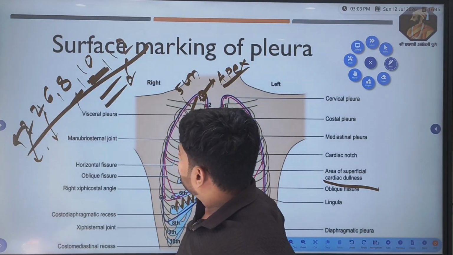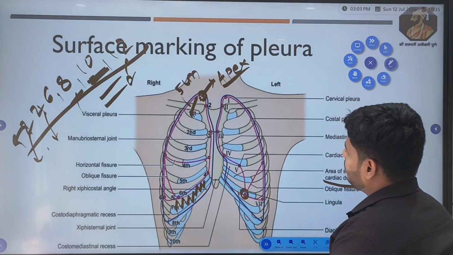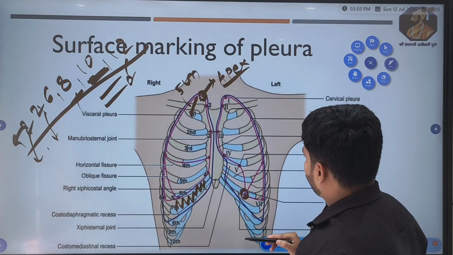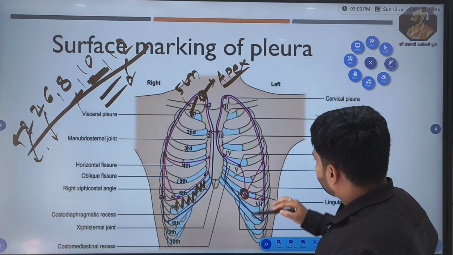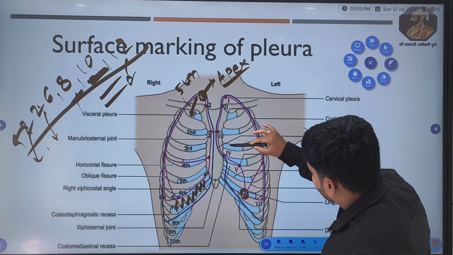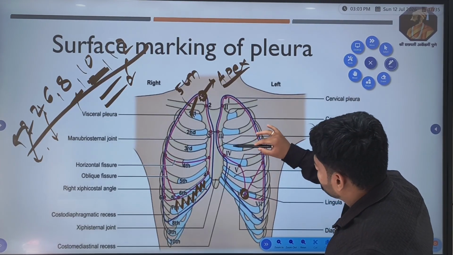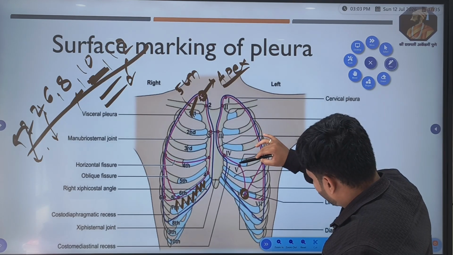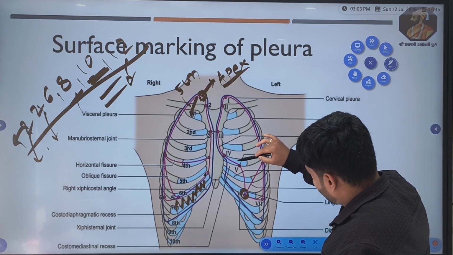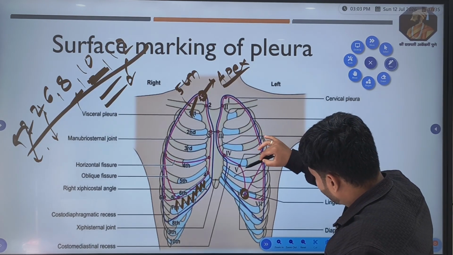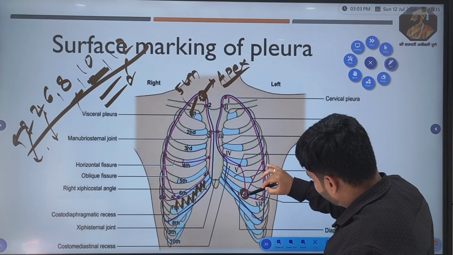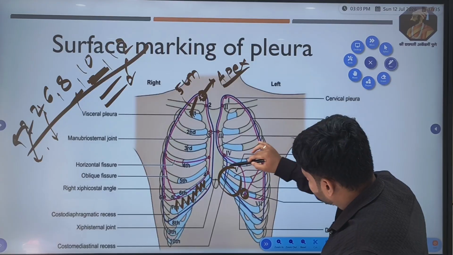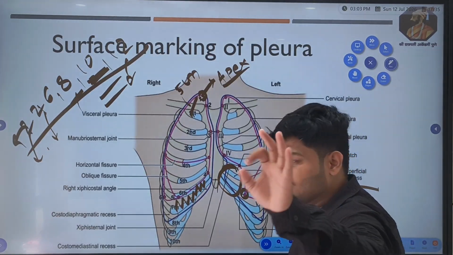This is all extra information, but for the surface marking keep one very important point: from the fourth costal cartilage the left parietal or visceral pleura goes 3.5 centimeter inwards and then descends towards the sixth mark, and here the space formed is called the cardiac notch, which is very important.